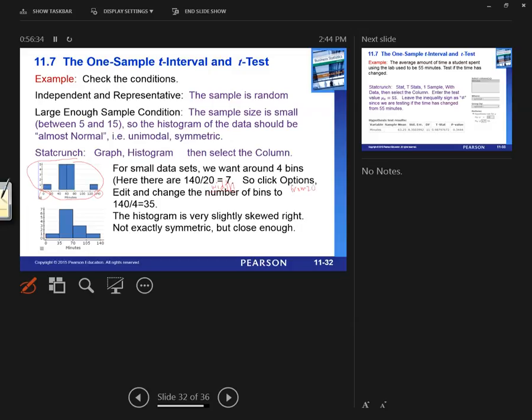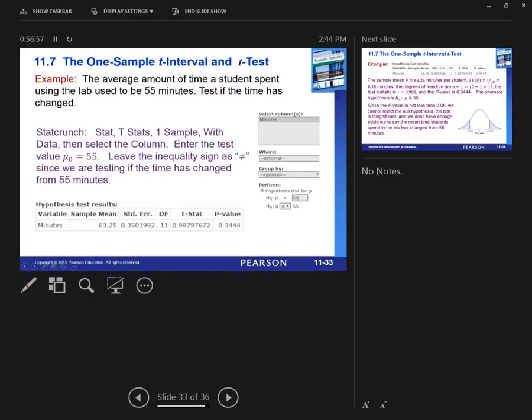And now I got 4 bins, and now we see. So it's very slightly skewed right, okay? It's not exactly symmetric, but it's close enough. This looks pretty good, right? It's near normal, you know. Close enough. It's not extremely skewed by any means.